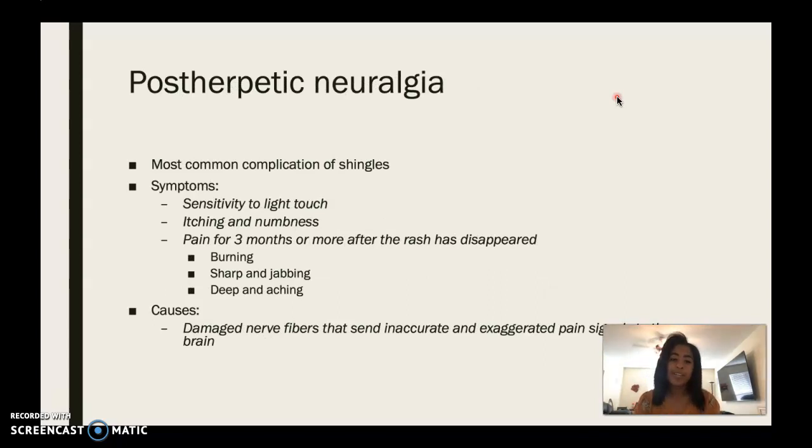The most common complication of shingles is postherpetic neuralgia. Symptoms include sensitivity to light touch, itching, and numbness, and the pain can last for 3 months or more, and it can last for years after the rash has disappeared. People often say it's one of the worst experiences they've ever had. The pain can be burning, sharp and jabbing, or deep and aching, but it has been the worst pain of their life. It's caused by damaged nerve fibers that send inaccurate and exaggerated pain signals to the brain.